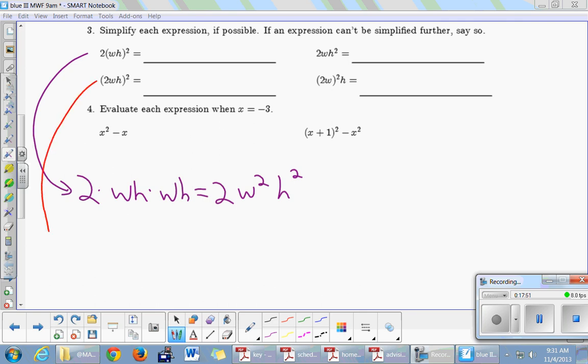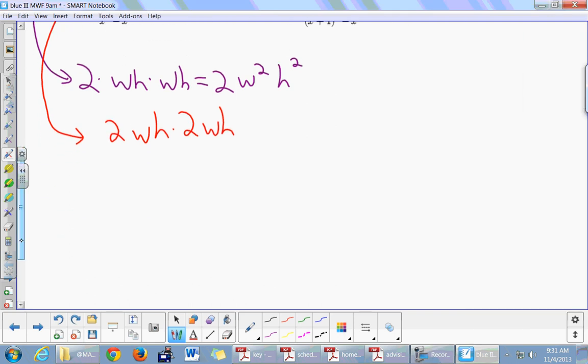Let's take a look at this one. What's being squared in this case? 2 and W and H. So we write the whole thing twice. Yes? It's almost the same as the one that we just did, but in this case we have another copy of the 2. 2 times 2 is 4. W times W is W squared. H times H is H squared.